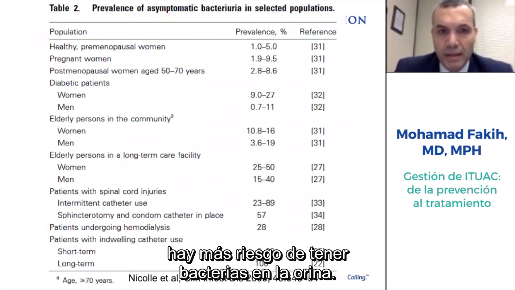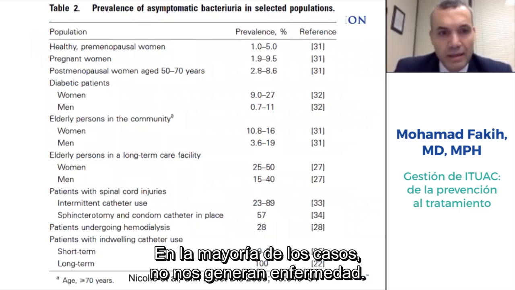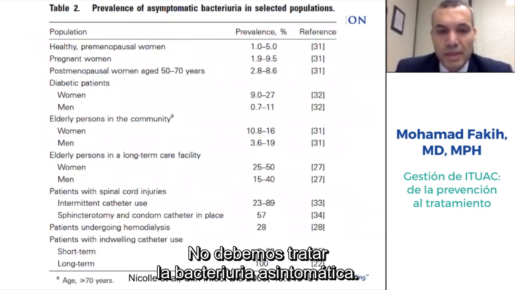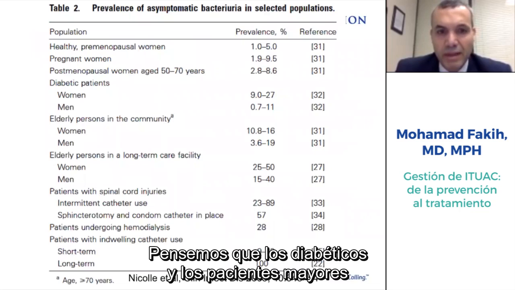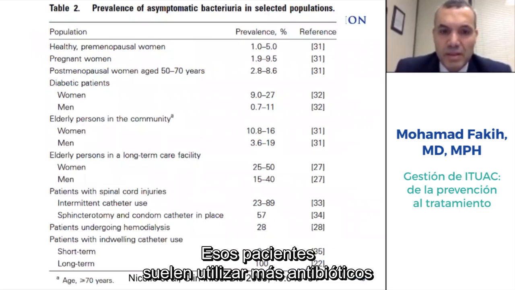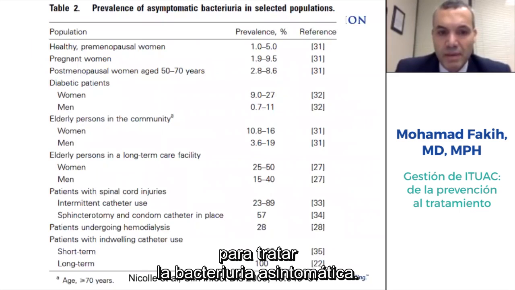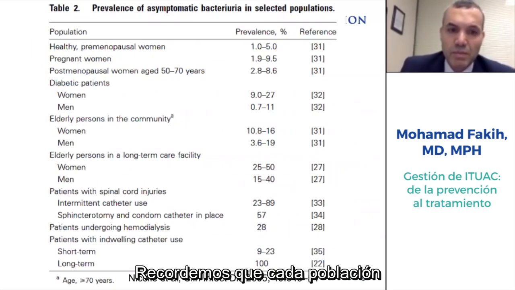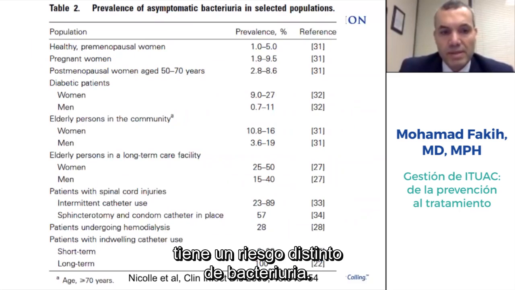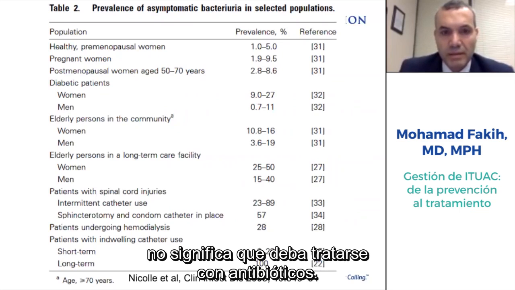The older we get, we start having a higher risk of having bacteria in our urine. And these bacteria live with us symbiotically, and the vast majority of time, they're not causing illness to us. So we should not be treating asymptomatic bacteriuria. And you have to think diabetics, elderly patients have a higher incidence. And these are the patients that usually we abuse the most antibiotics because of treating asymptomatic bacteriuria. So just remember that each population has a different risk as far as bacteriuria, but it doesn't mean if they have bacteriuria, we have to treat with antibiotics.